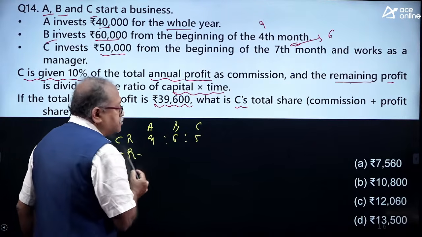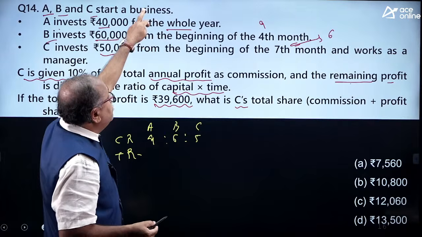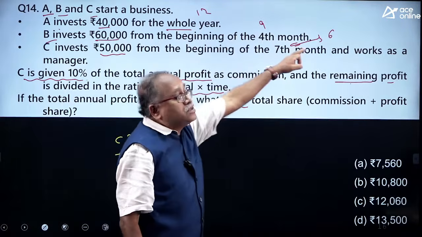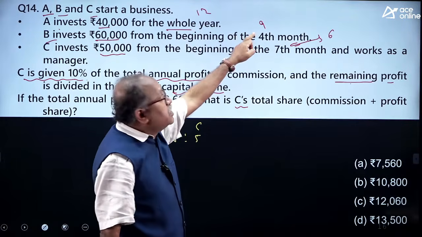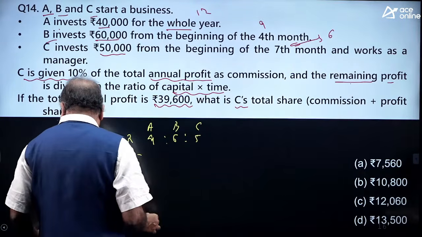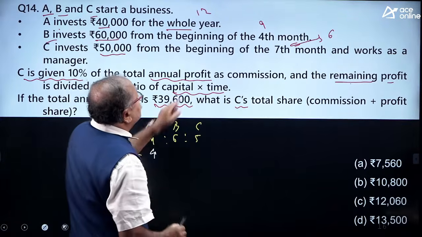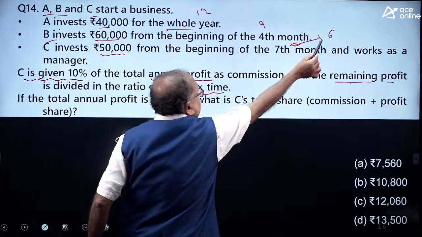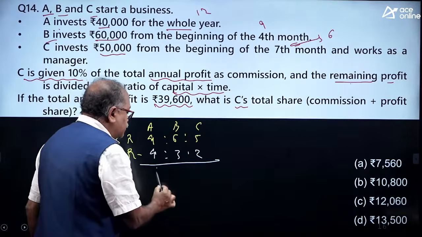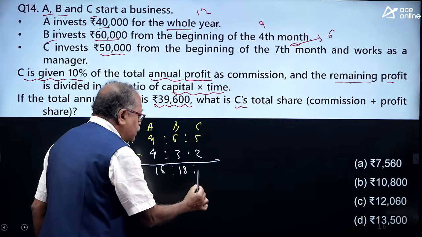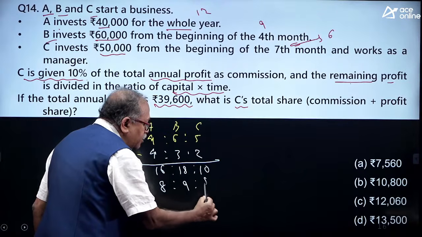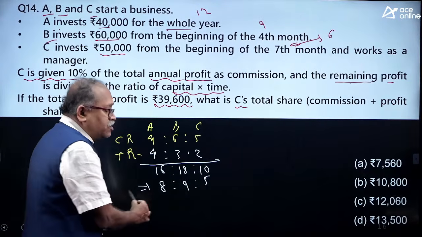What is the time ratio? The time ratio over here is 12 months, he was there for 12 months, and here 9 months, 6 months. So, all numbers are getting cancelled by 3. So, this is 4 times 3, 12, 3 times 3, 9, and 3 times 2, 6. This is the time ratio. So, what is the profit and loss ratio? This comes 16, this comes 18 and this comes 10, or I cancel this with 2, that's 8, 9 and 5. So, there is the profit and loss ratio.